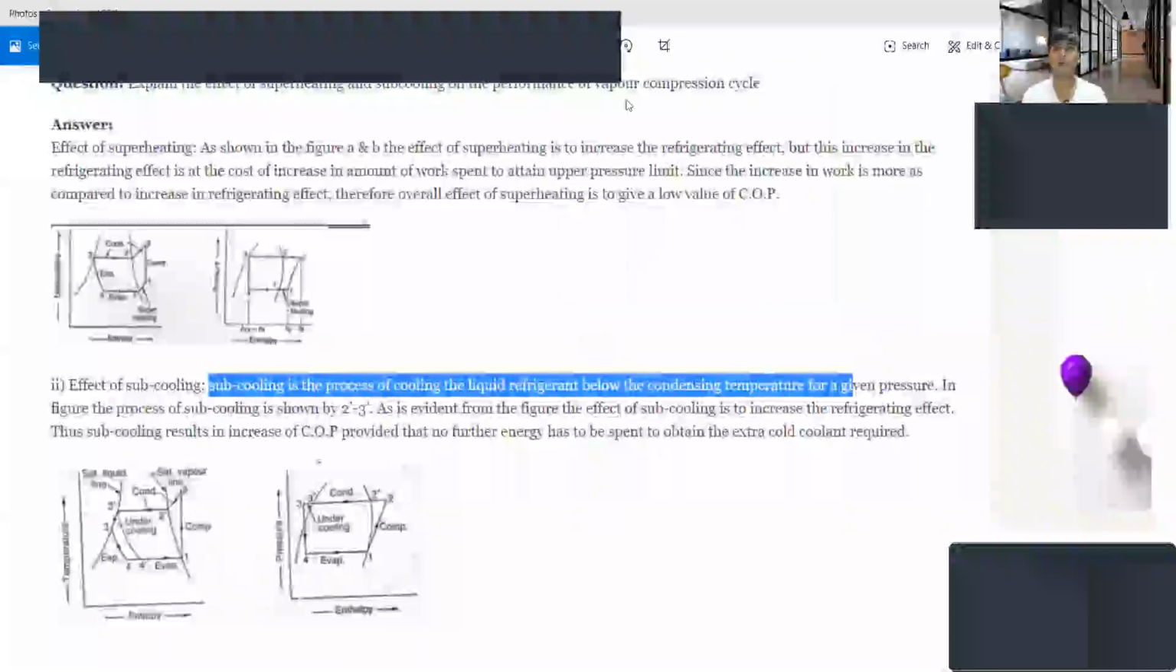Now let's come back to our point. Our point here is the effect of subcooling on VCRS systems. To understand this effect, we first need to understand what subcooling is. Subcooling is the process of cooling the liquid refrigerant below its condensation temperature.